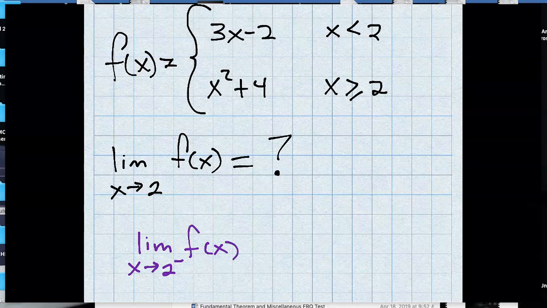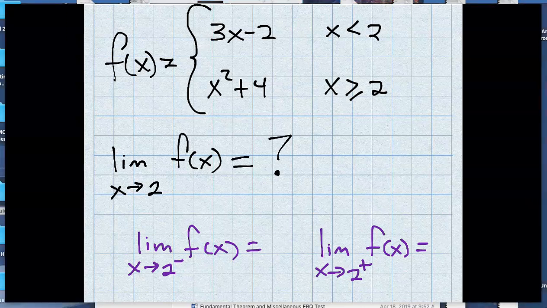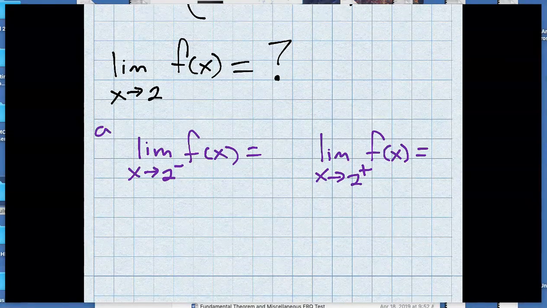And then we'd have to look at what's the limit as x goes towards 2 from the right side. We really have to evaluate both of those limits, and it's really important to write those out, because writing those out is going to help you determine if the limit as x goes towards 2 even exists. So you have to do these in two parts. You have to do the first one, and then the second one, especially if you have to write this out in an FRQ.